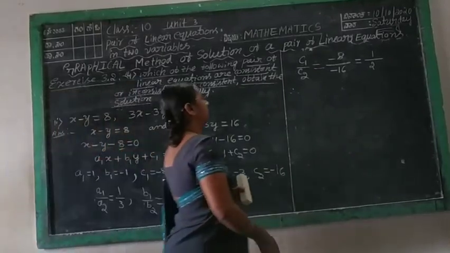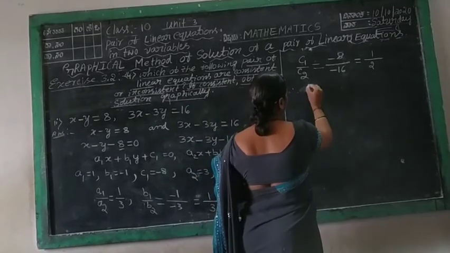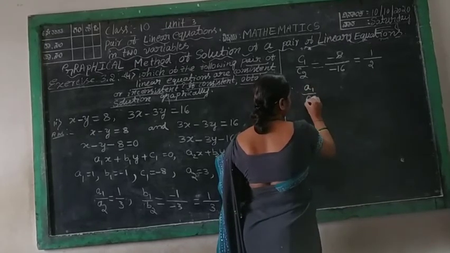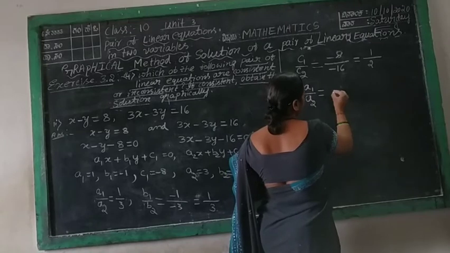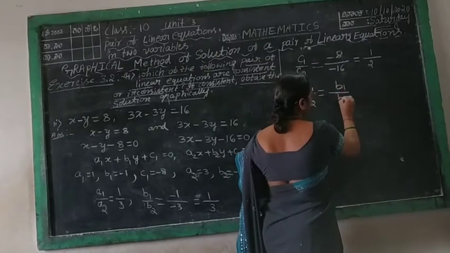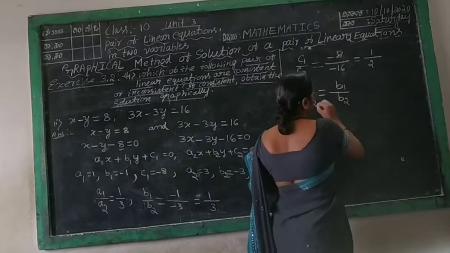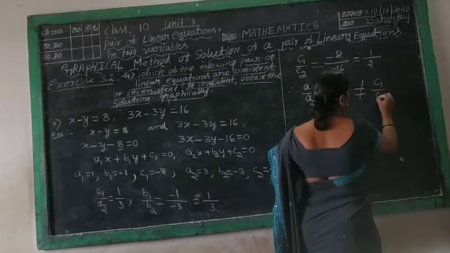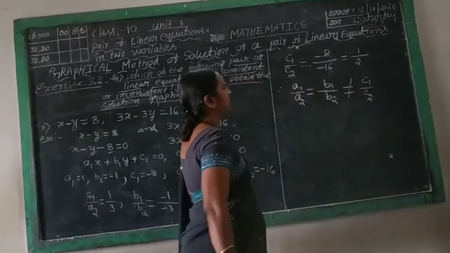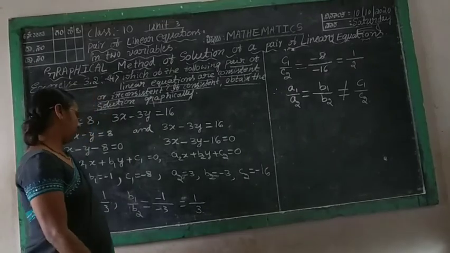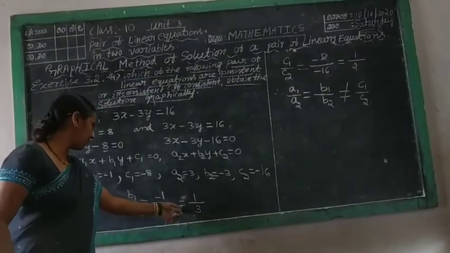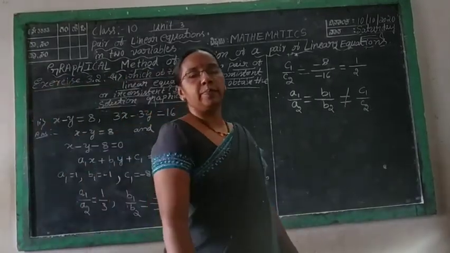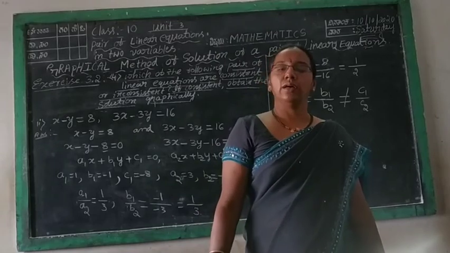The ratios a1 by a2 and b1 by b2 are the same, and you will see here that they are not equal to the ratio c1 by c2. It is not equal to c1 by c2 because a1 by a2 is 1 by 3 and b1 by b2 is 1 by 3. Then the pair of linear equations has no solutions.